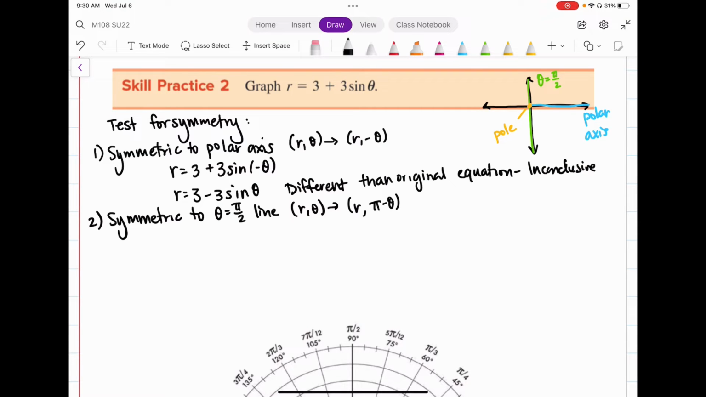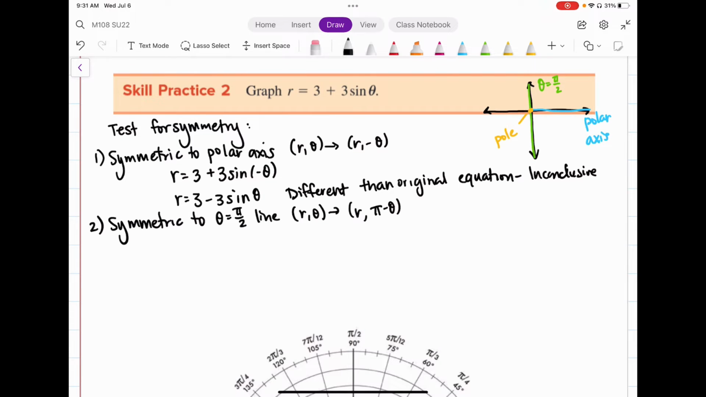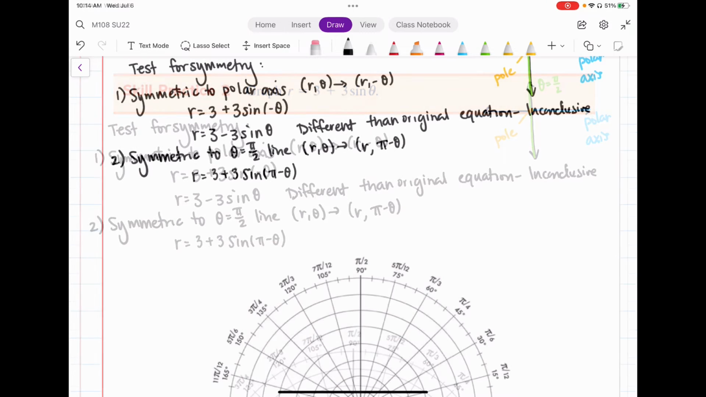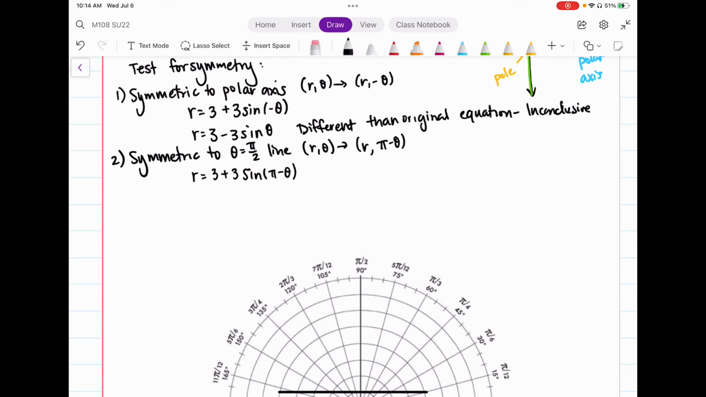Testing for symmetry to the theta equals pi over 2 line, we're going to replace r, theta with r, pi minus theta. So we have r equals 3 plus 3 sine of pi minus theta. We have cofunction identities, but we really haven't done anything where we know what the sine of pi minus theta is. I'm going to use the difference formula for sine to evaluate this.